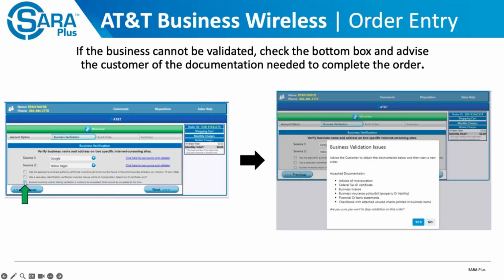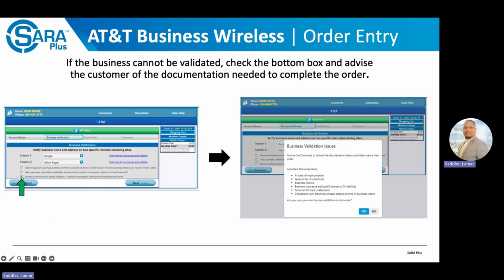Now, if the business cannot be validated, check the bottom box and advise the customer of the documentation needed to complete the order. Accepted documentation will be articles of incorporation, federal tax ID certificate, business license, business insurance policy or bill, financial or bank statements, or checkbook with attached unused checks printed in the business name.